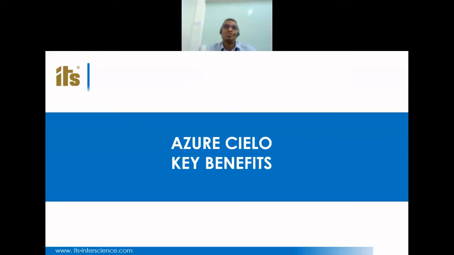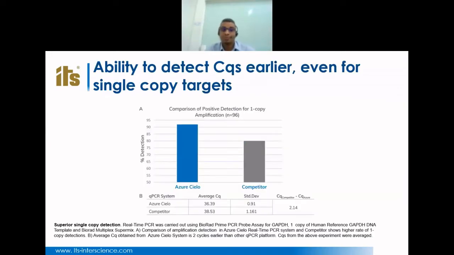So far, we've seen that the Azure Cielo emphasizes a lot on single well scanning. It has a very sensitive design. It also puts a lot of emphasis on temperature regulation. So, what do all these key features mean to your research? How do you benefit from them? So, first, you will be able to detect Cq earlier, even for single copy targets.